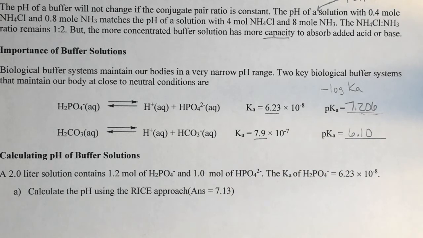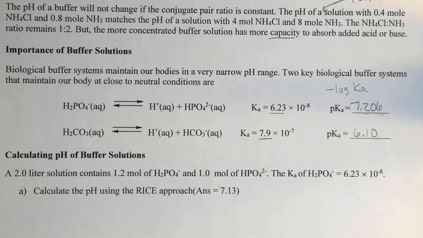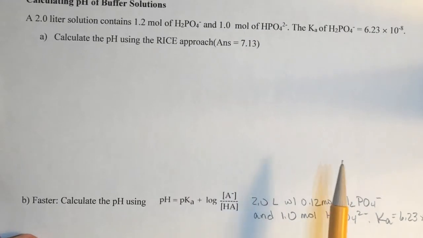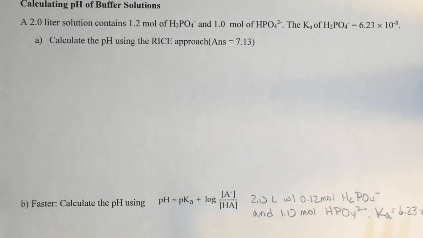All right, so let's calculate the pH of a buffer solution. We've got 2 liters containing 1.2 moles of H2PO4 minus and 1 mole of HPO4 2 minus. We're given a Ka value. So first, just for funsies, let's calculate the pH using the ICE approach, okay? So here we go. Let's do that.